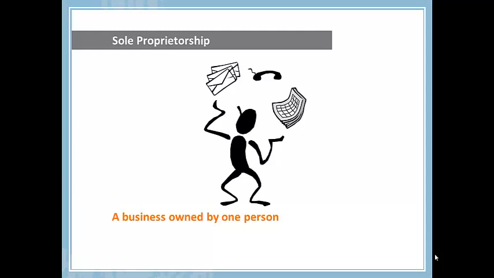The advantages of a sole proprietorship are that it is relatively easy to start, that they're generally taxed less than other forms of business, and have greater freedom from government regulation. The disadvantages of a sole proprietorship are that the owner is responsible for all business debts and any legal judgments against the company.